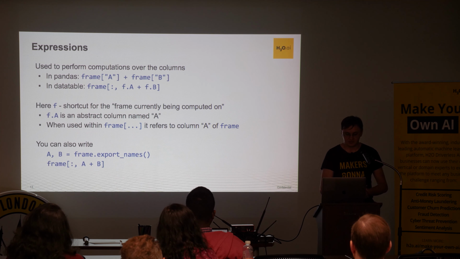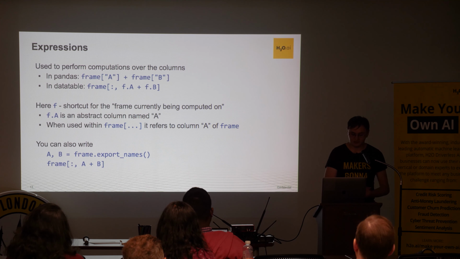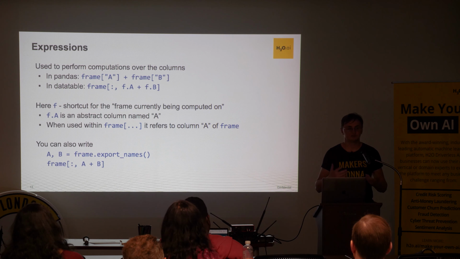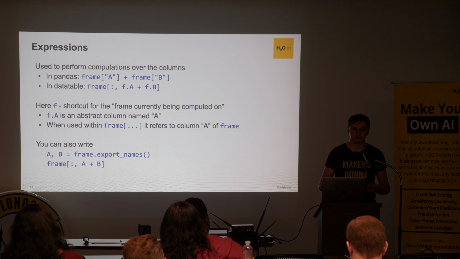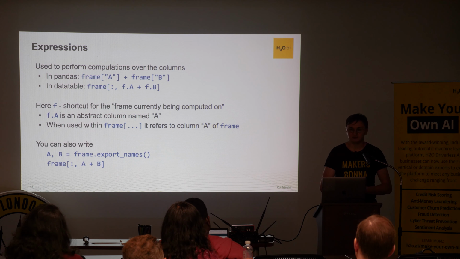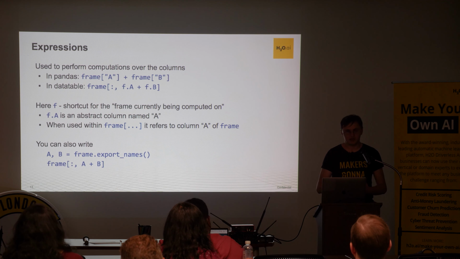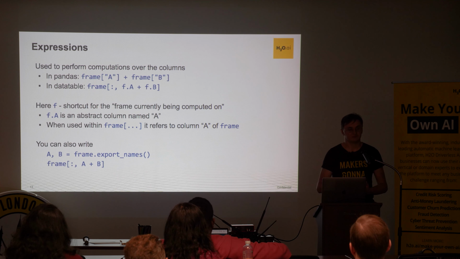With the function export_names, you can even assign those f expressions to variables. You can say a, b = frame.export_names, and suddenly A and B become simple handles to the columns named A and B. You can even rename, so you can have simpler handles than the actual names of the columns. Once you have simple handles, a and b in the last expression are really just shortcuts for f.a and f.b, because sometimes this f. is a little bit too repetitive. So selecting a sum of two columns is just frame, square bracket, colon, a plus b. That's it.